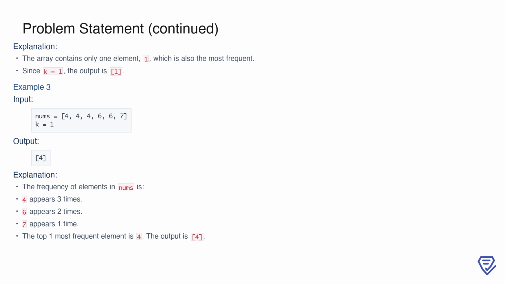These examples highlight how the problem focuses on counting the frequencies of elements in the array, ranking them, and then selecting the top k based on their frequencies. The order of the elements in the output remains flexible, as long as the correct k elements are included.